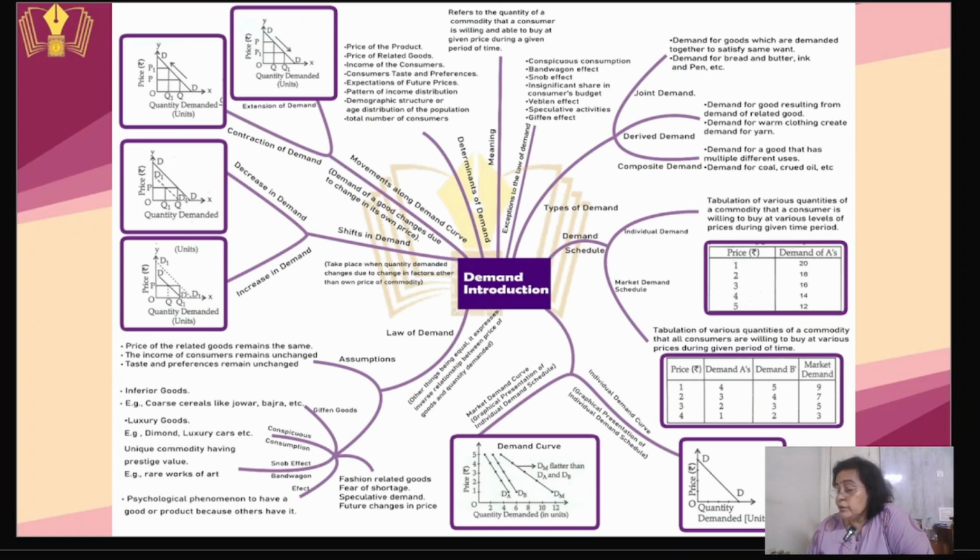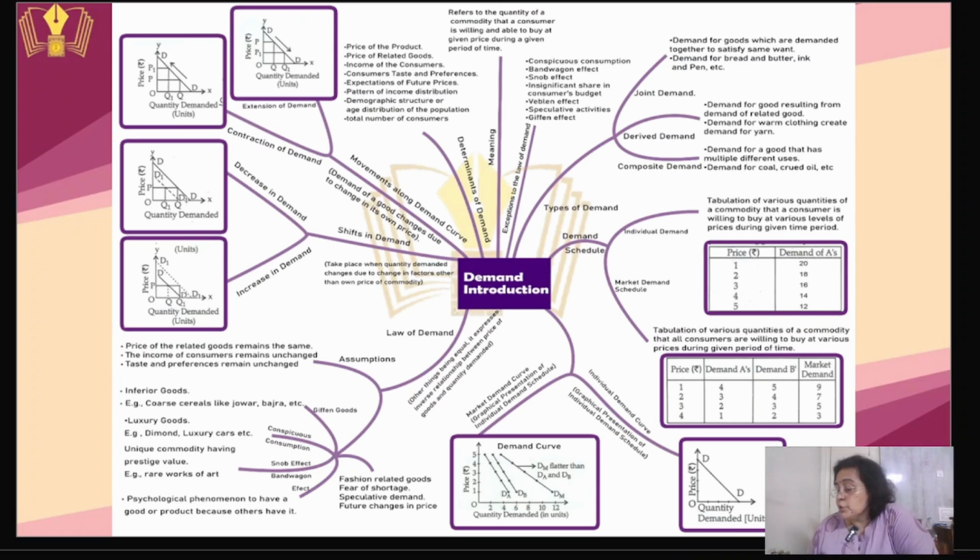Next comes Veblen effect. Some people consider the price of the commodity is the true indicator for the quality of the commodity. Say the price of the commodity is increased, they think that they are paying a higher price for having a better quality good. This is called the Veblen effect. Actually, this was given by Professor Veblen.